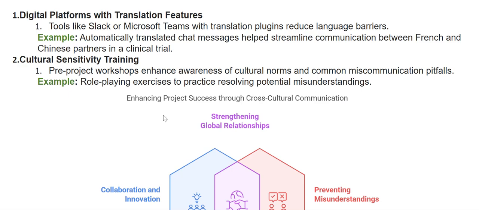And here is a summarized diagram on enhancing project success through cross cultural communication. As we have here in the middle, strengthening global relationships, we have here preventing misunderstandings, and here collaboration and innovation.